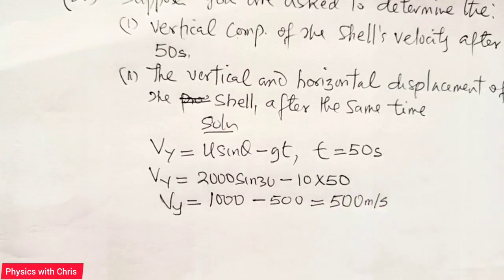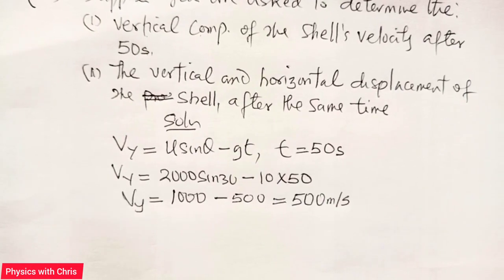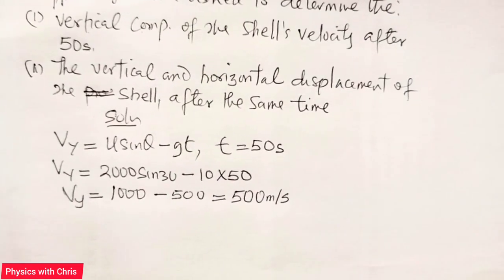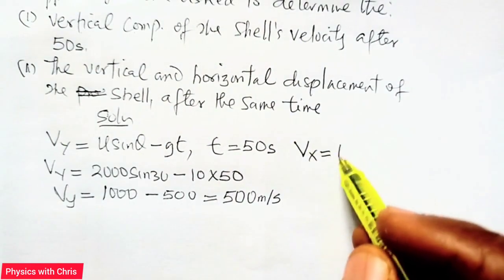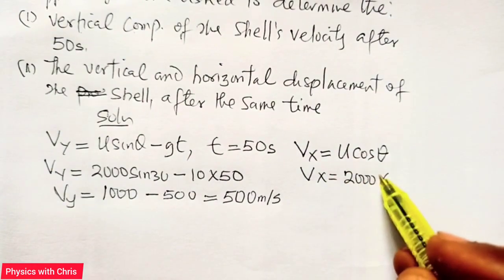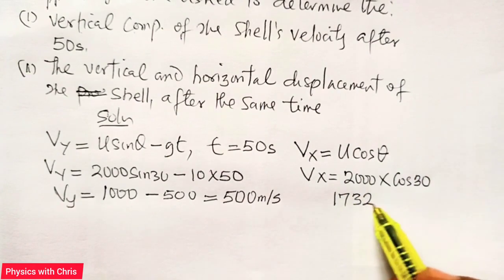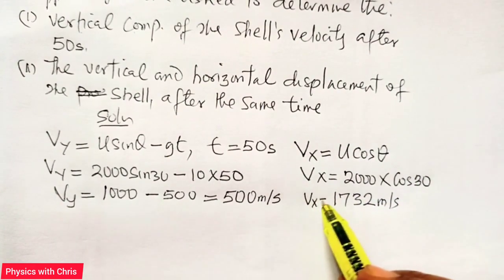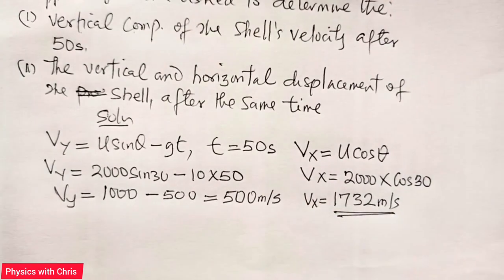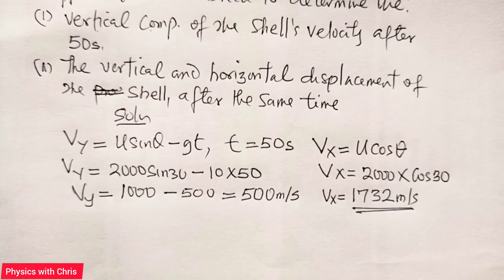Maybe I can as well determine the horizontal component of the shell's velocity after 50 seconds. Recall that this one is Vx and remains u cos theta. That's Vx equals 2000 multiplied by cos 30, because it does not change. That gives 1732 meters per second approximately. This one is constant. It remains constant throughout because horizontal motion is not affected by gravity, but the vertical component of the velocity keeps changing with time because of the effect of gravity on it.